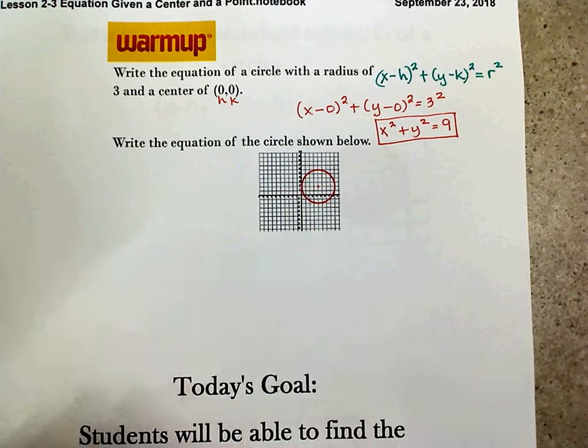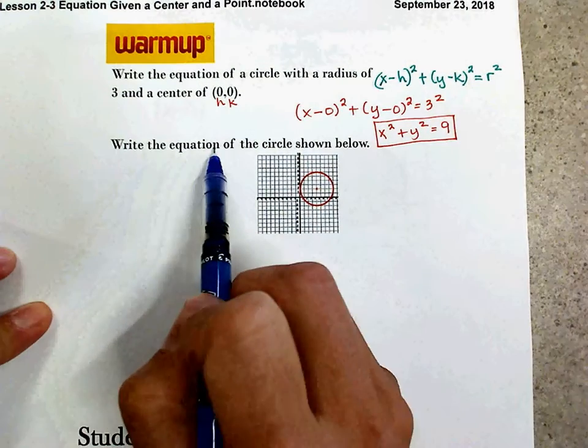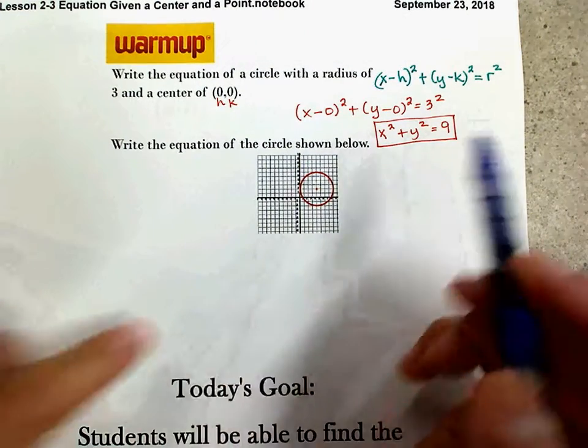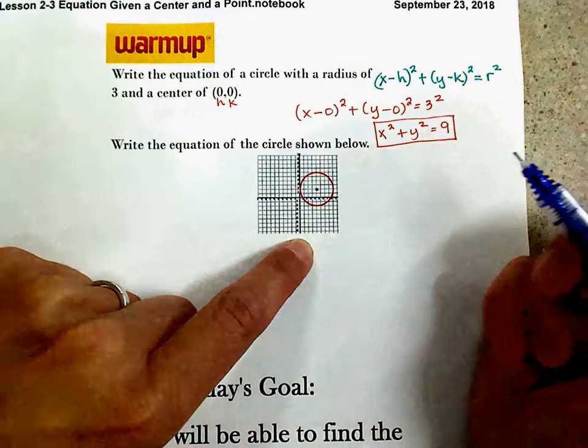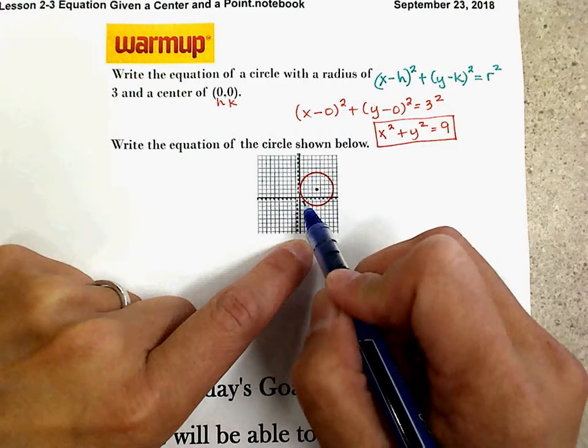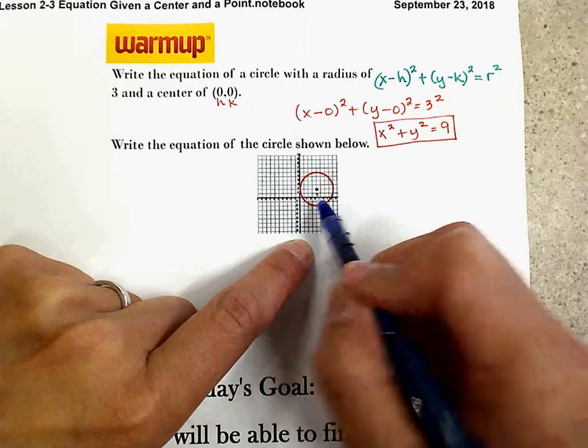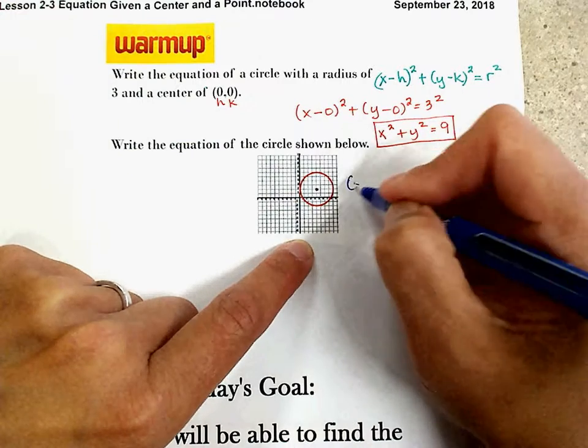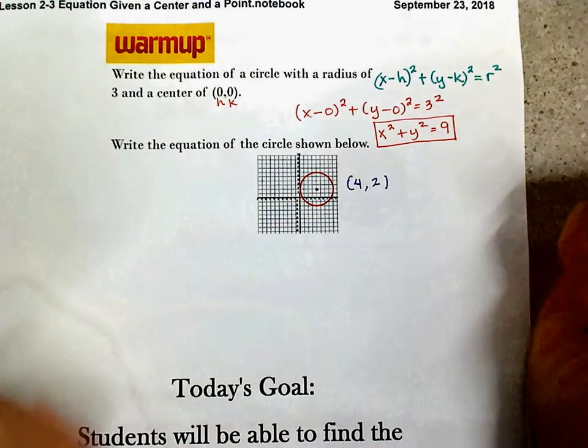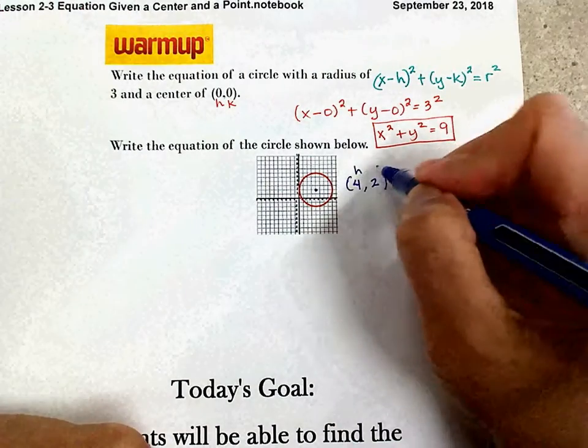Second part of your warm-up. Write the equation of the circle shown below. Okay? We need to figure out what that point is. So let's look at this point. 1, 2, 3, 4. It is 4, 2. So your center is 4, 2. So that's your h, that's your k.